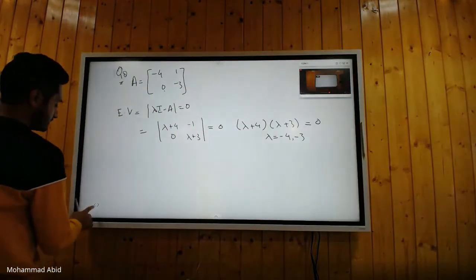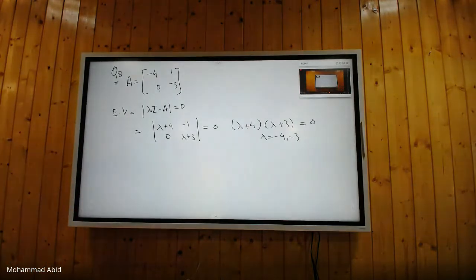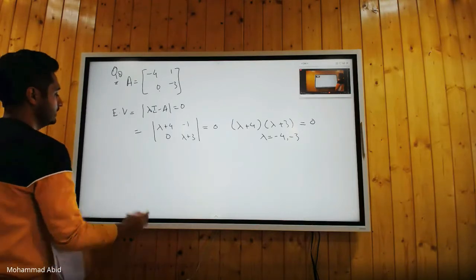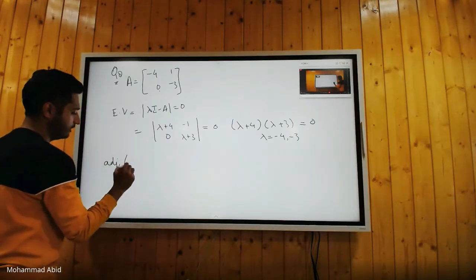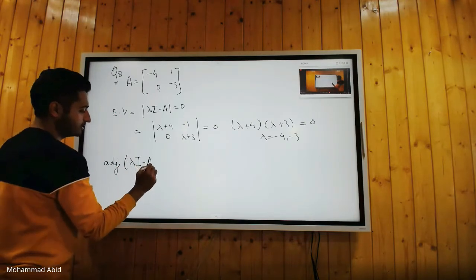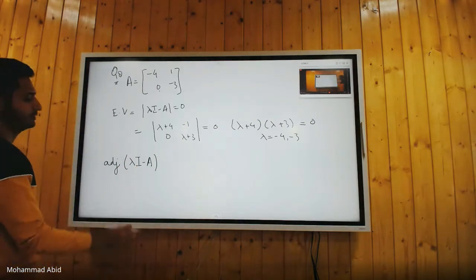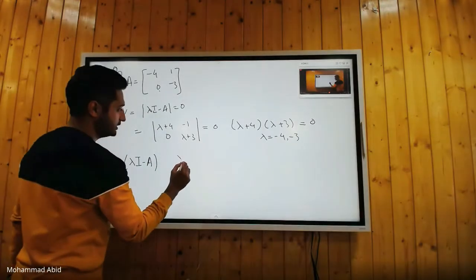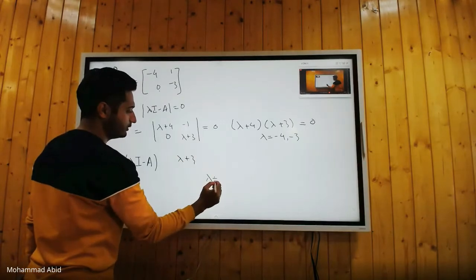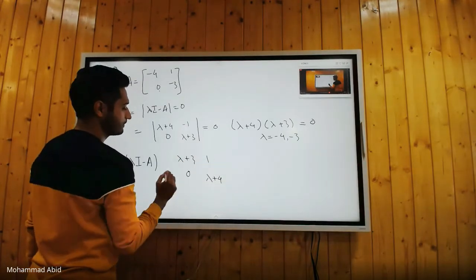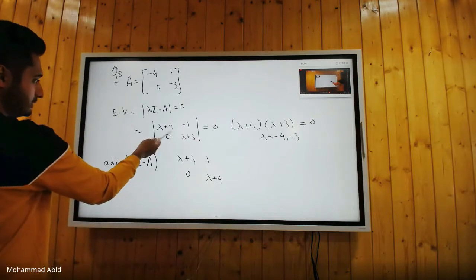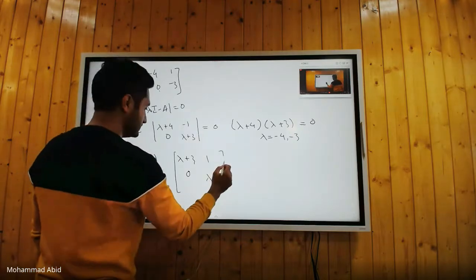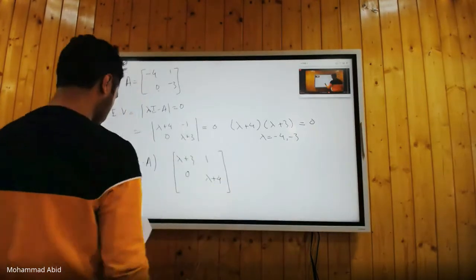Now find the eigenvectors. This question is based on eigenvectors basically. So a couple of ways again to find eigenvectors. We will here use the adjoint of lambda I minus A. Why? Because I have already obtained lambda I minus A, so taking its adjoint is very easy. Its adjoint is lambda plus 3, lambda plus 4, and this goes 1, 0. Isn't it? Change the diagonals' positions, and for non-diagonals change their sign.